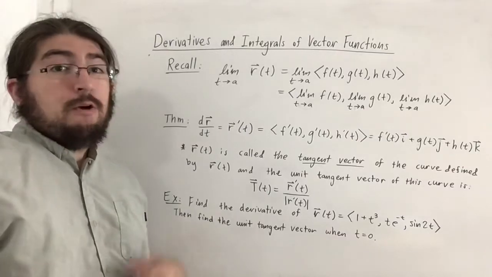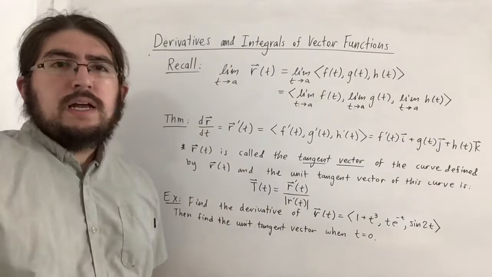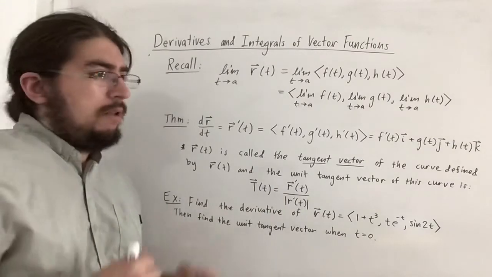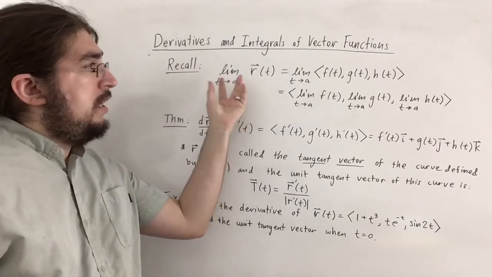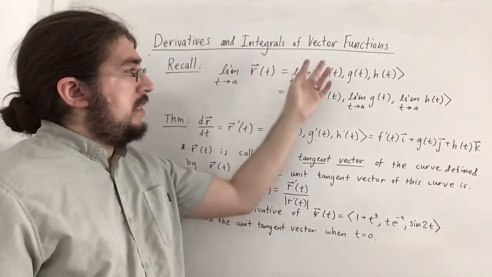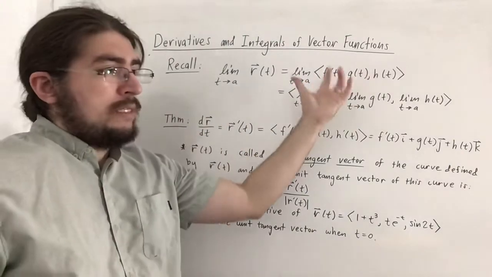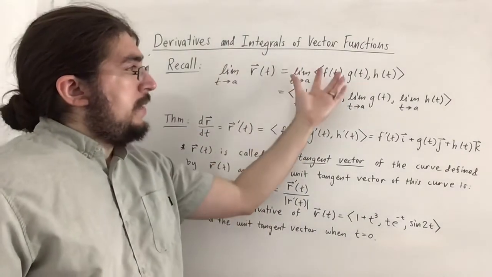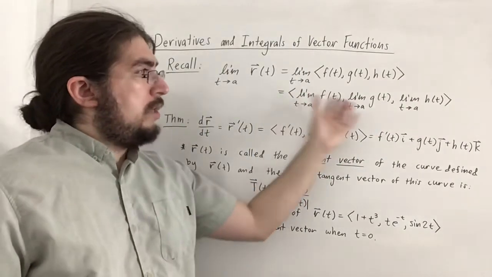Hello again, everyone. Here we'll be discussing derivatives and integrals of vector functions that we described in the last section. Now let us recall from the last section as well that the limit of a vector function, so if the vector function is defined by these three, so it's a three-dimensional vector function where each component is a function of t, then its limit is just the vector whose components are each associated with that particular limit.